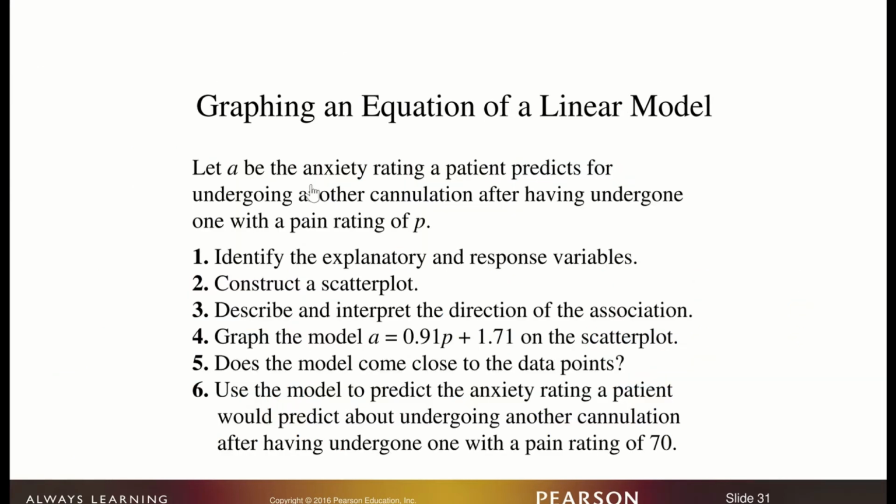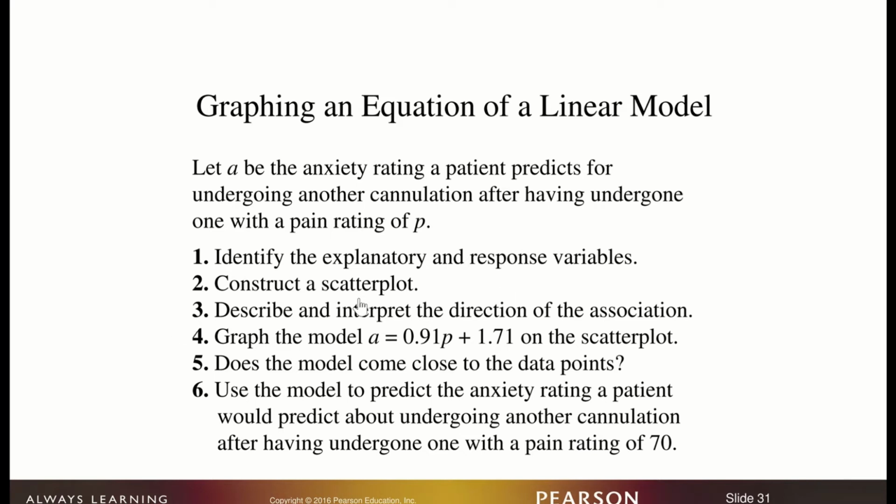So we're going to let A be the anxiety rating a patient predicts for undergoing another cannulation after having undergone one with a pain rating of P. Identify the explanatory and response variables. So we want to know how the level of pain affects the level of anxiety on the next one. So P will be our explanatory variable and A will be our response variable.